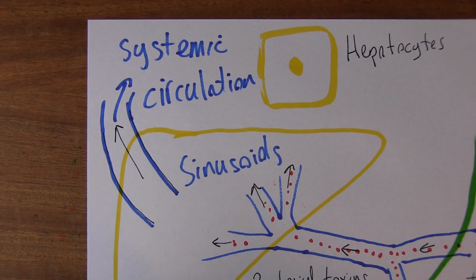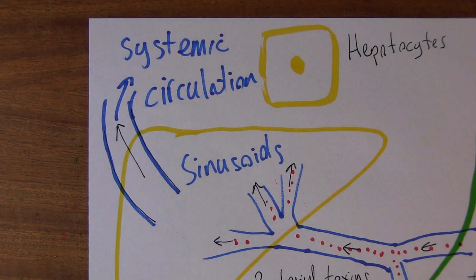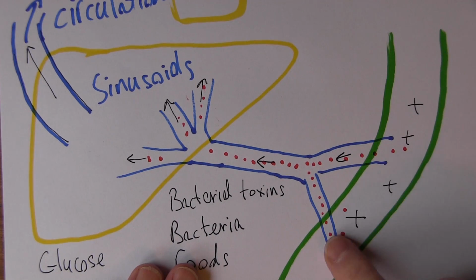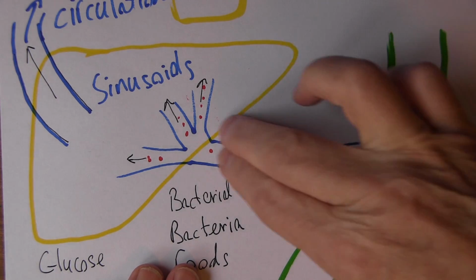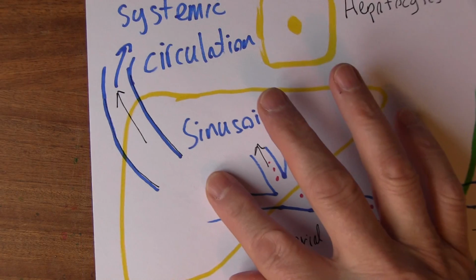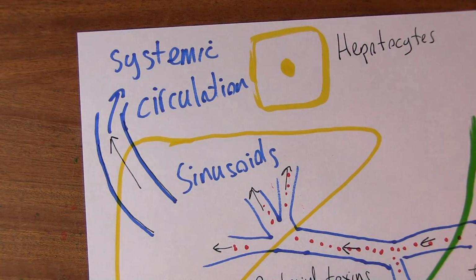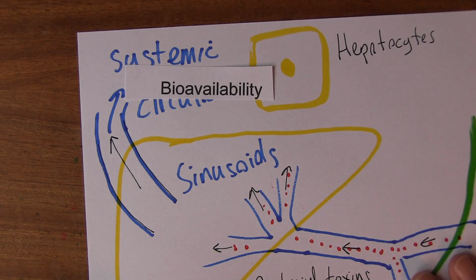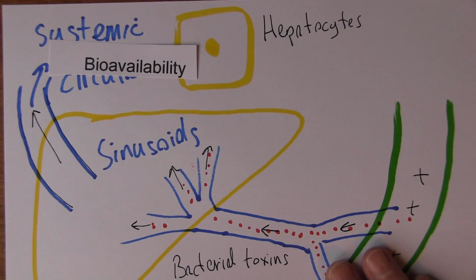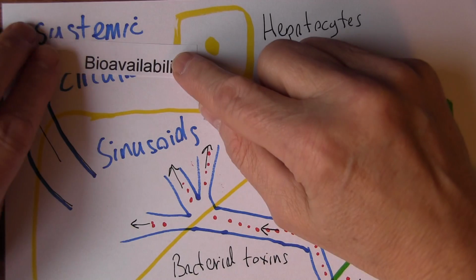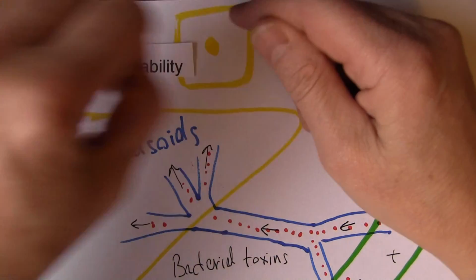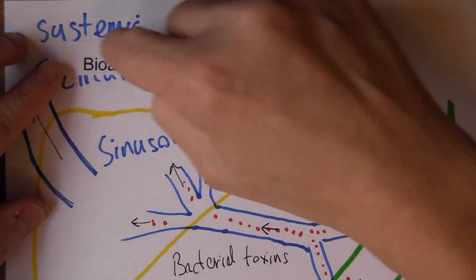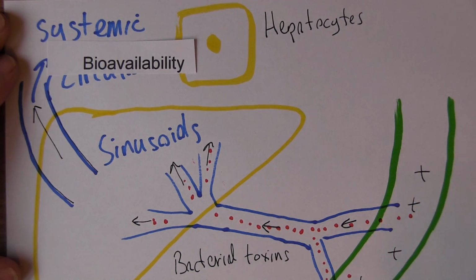Where the blood goes all around the body. And if there's a drug taken enterally that's absorbed through the hepatic portal vein, it will go through the liver, but only when it's been through the liver will it enter the systemic circulation, and therefore be available. And this is called bioavailability. Can you see that the drug will only be available when it gets into the systemic circulation?